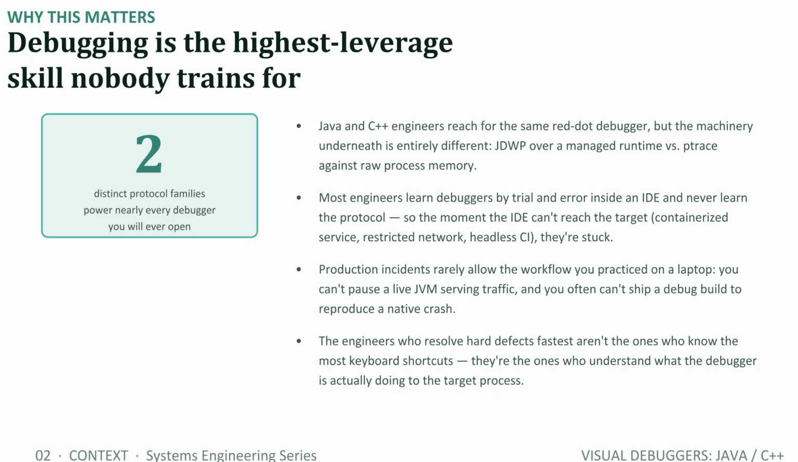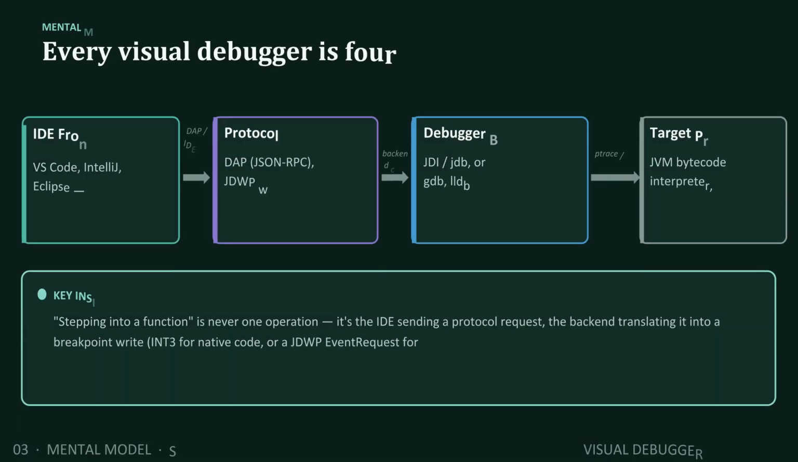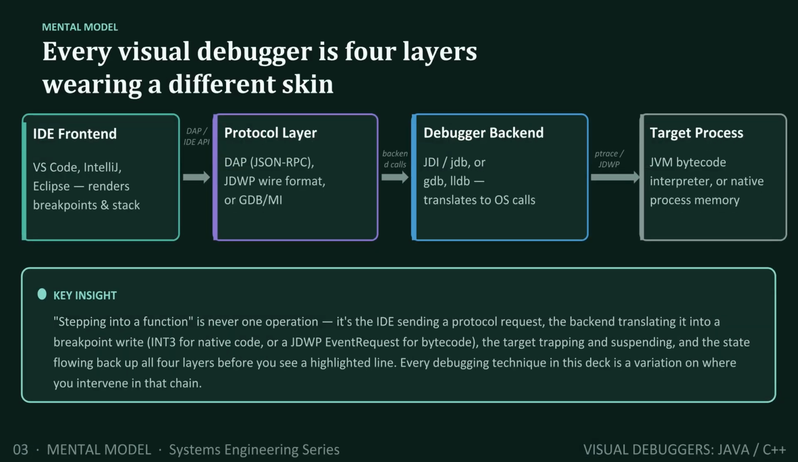Audience touchpoint. Ask if anyone has hit "unable to attach to target VM" or "ptrace operation not permitted," and what they did next. Transition. To fix that, we need the shared mental model every visual debugger is built on. Estimated time, 1.5 to 2 minutes. So let's build that understanding.